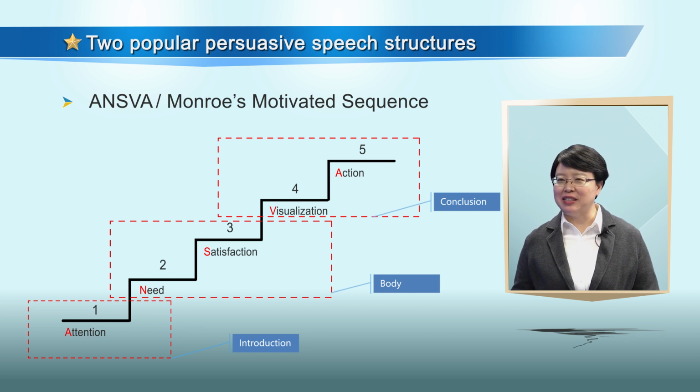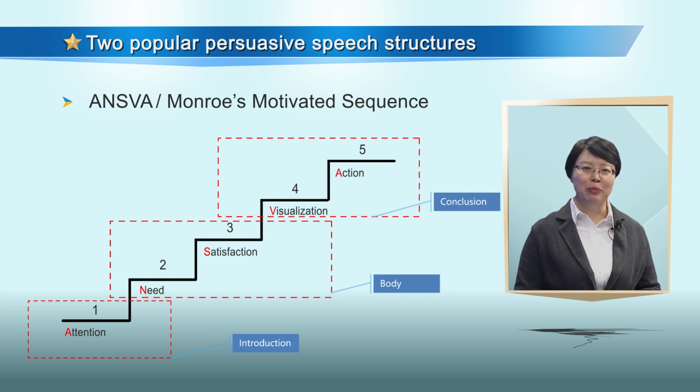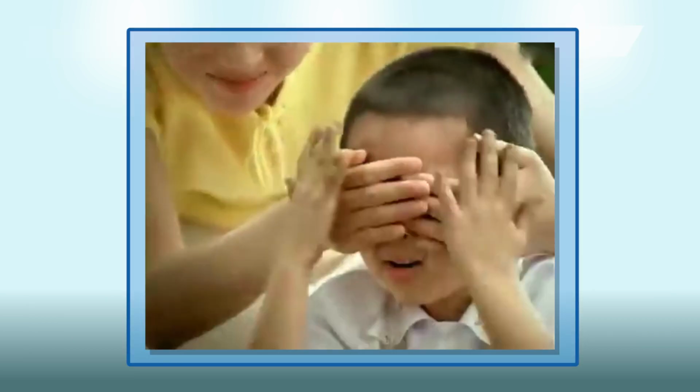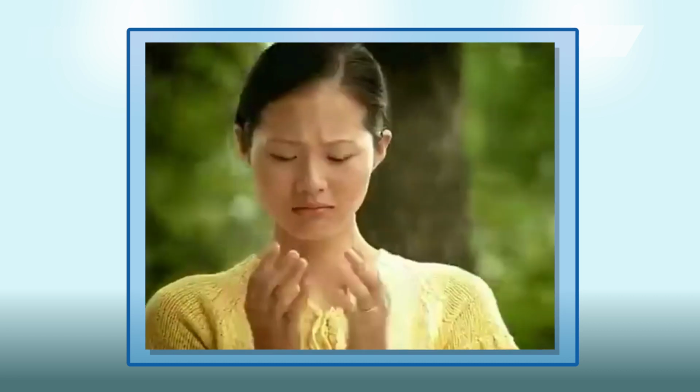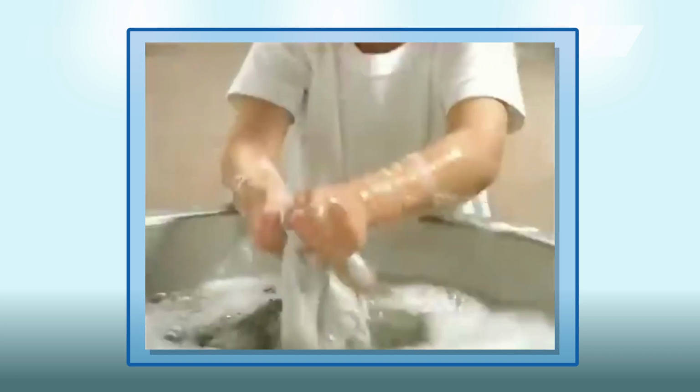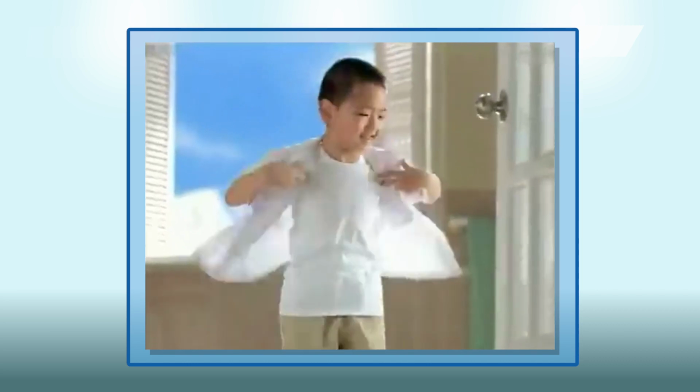To better understand this ANSVA pattern, please see the following animation of a commercial promoting a detergent. A boy is playing soccer and gets dirty. Mom pops up and uses a detergent to wash it. A scene occurs comparing before and after effects of using the detergent. And the mom at last promotes the brand of the detergent and asks you to buy it. Sounds familiar? Yeah, this is ANSVA, Monroe's motivated sequence.